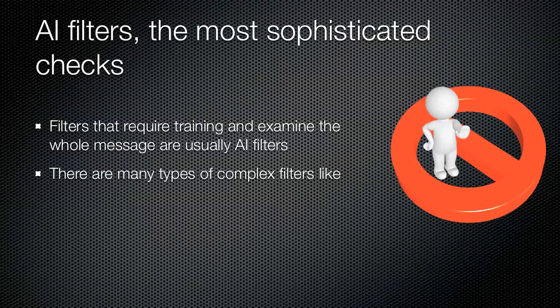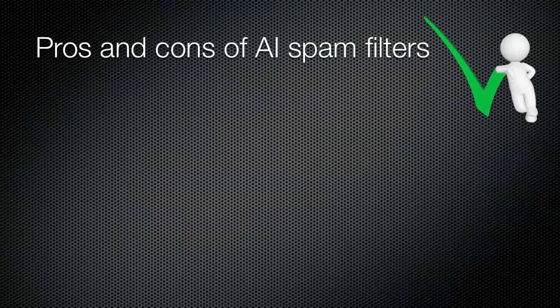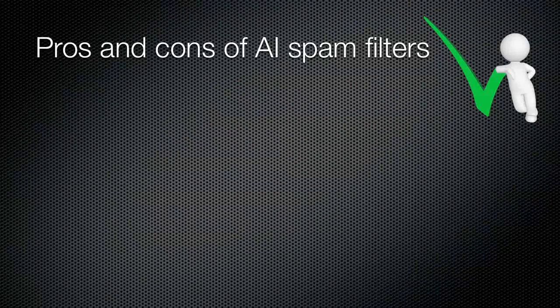There are many types of complex filters that depend on fuzzy logic. Some of them depend on neural networks. Some of them are expert systems like model-based reasoning systems and so on. Very complex stuff. And obviously there are pros and cons to it. I will not expand on this subject because there are so many of them, and there are different types, and they are very complex.